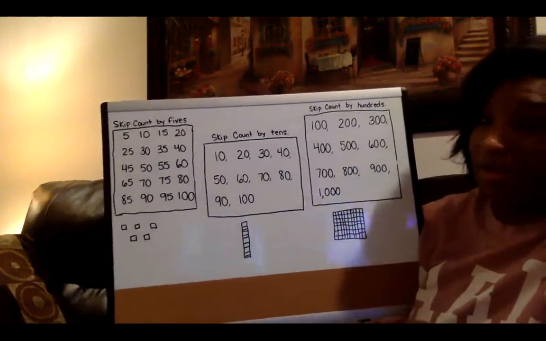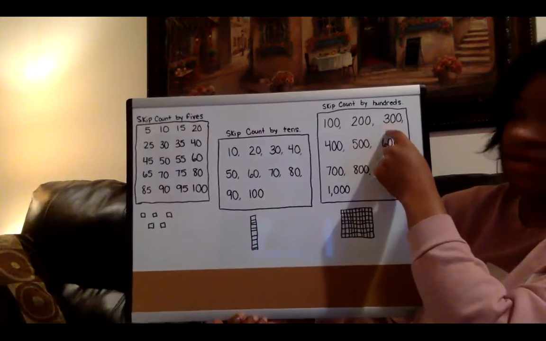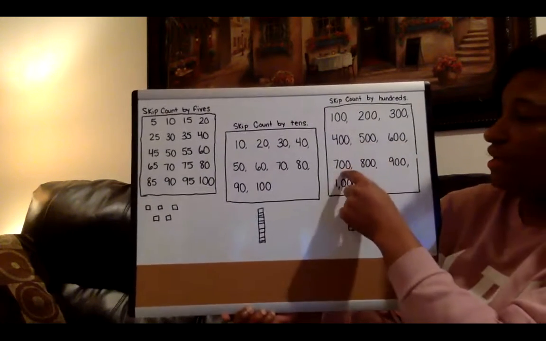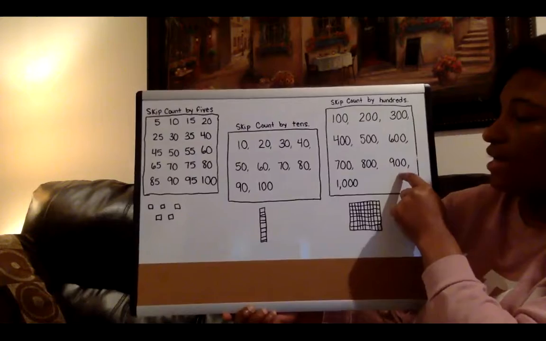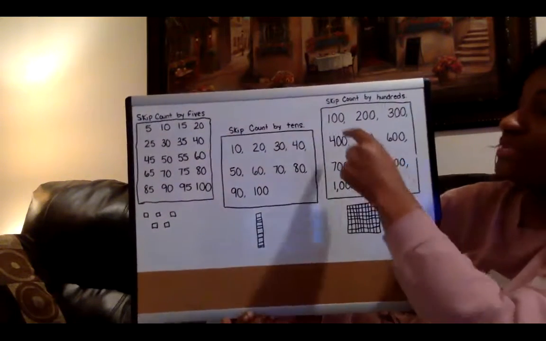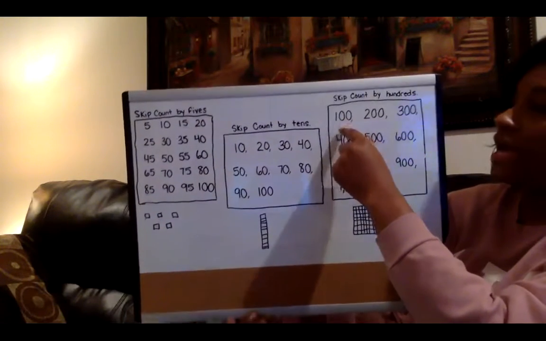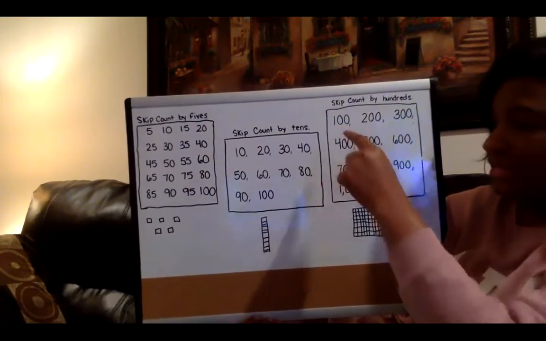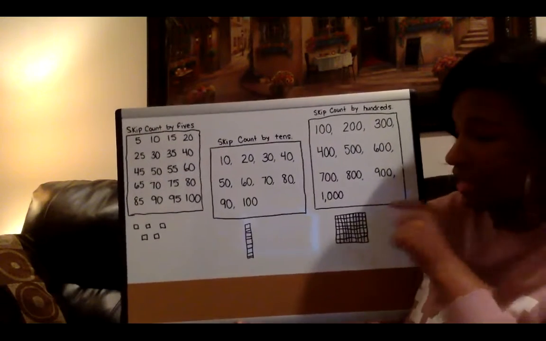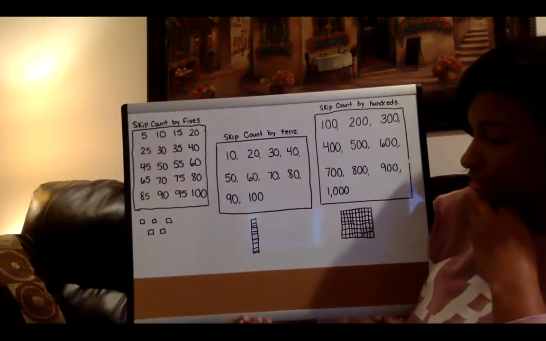All right, ready to count by hundreds? Here we go. 100, 200, 300, 400, 500, 600, 700, 800, 900, 1,000. The pattern in the hundreds place, we see there's 2 zeros. There's 1 zero in the ones place, another zero in the tens place, but then when we get to 1,000, we see how many zeros? Count them. 1, 2, 3 zeros when we get to the number 1,000.